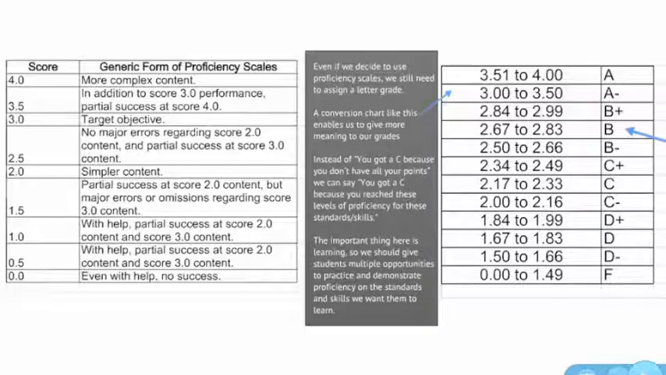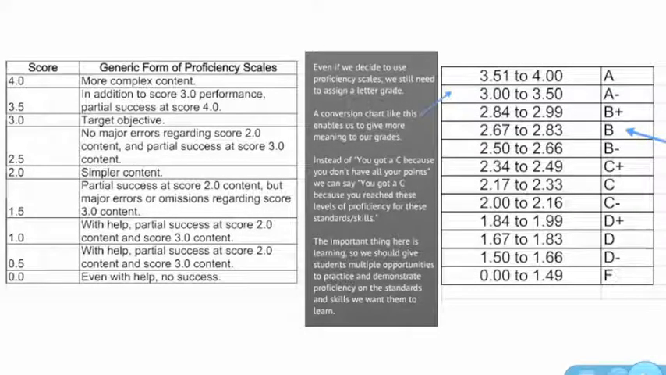With a scale like this, it enables teachers to have conversations like, you got a C. In a traditional scale, we would have to say you got a C because you don't have all your points. But with a scale like this, we'd be able to say things like, you got a C because you reached these proficiency levels for these standards or skills. So the focus is on learning, which I appreciate.